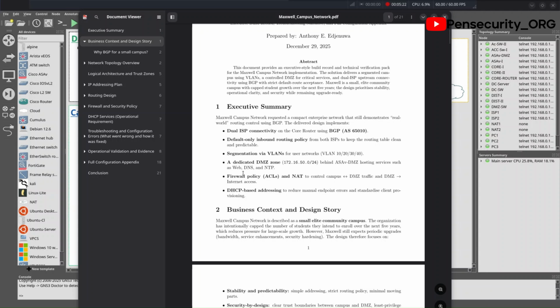Then we have a firewall policy. So we have our access control list and our NAT. We all know NAT. NAT controls the inside and outside network.